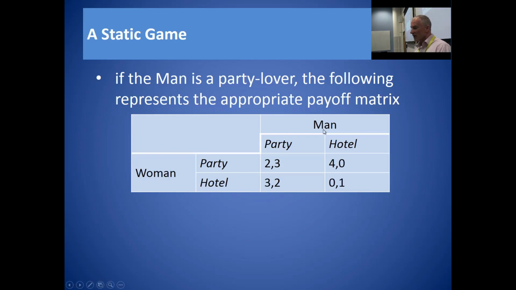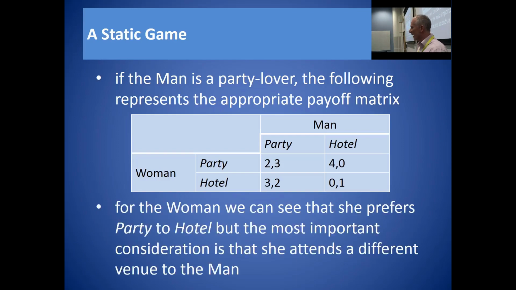So, as for why we've got the 0 and the 1 there, well, we said the man would rather go with the woman than without the woman. So if they both go to the hotel, he gets a payoff of 1. If he goes to the hotel and she goes to the party, he gets a payoff of 0. So that's just the preferences for the man. The important thing is that as a party lover, he has a dominant strategy to go to the party.